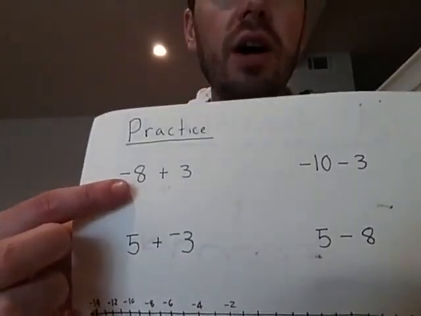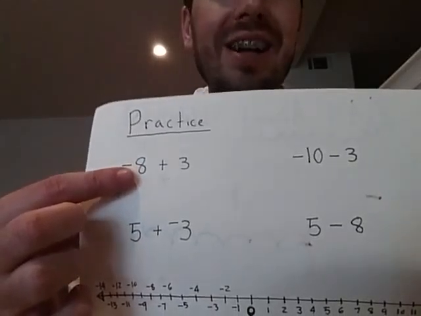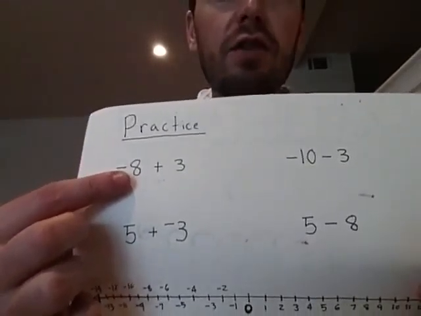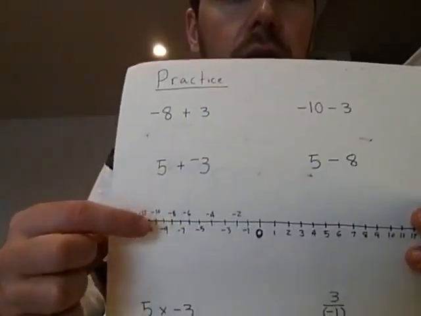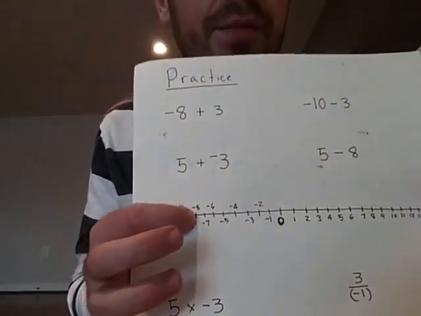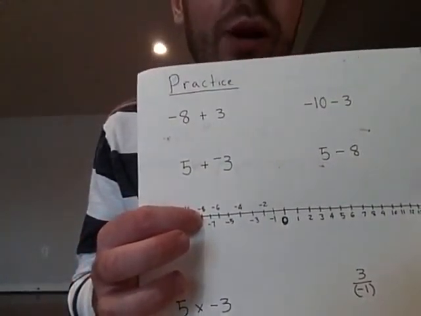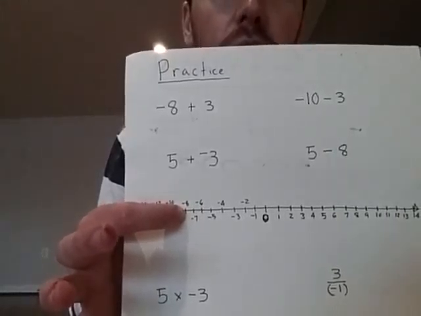Okay, so here we have -8 and 3. So we're going to go back down to the number line. The number line is our friend. We're going to start out with our -8. So hopping down here, I find my -8 on the number line, and we're adding 3. So we have to ask ourselves, which direction on the number line are we going?